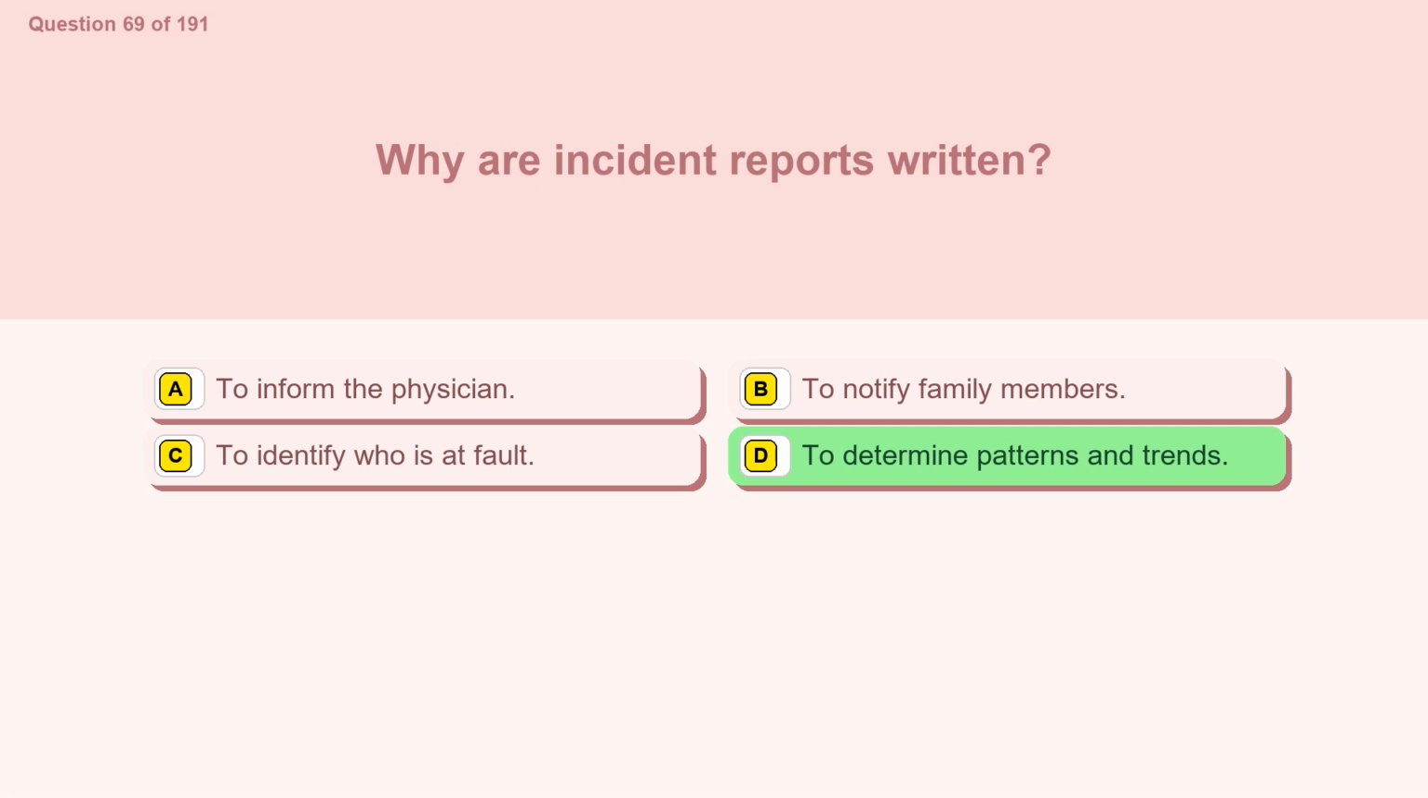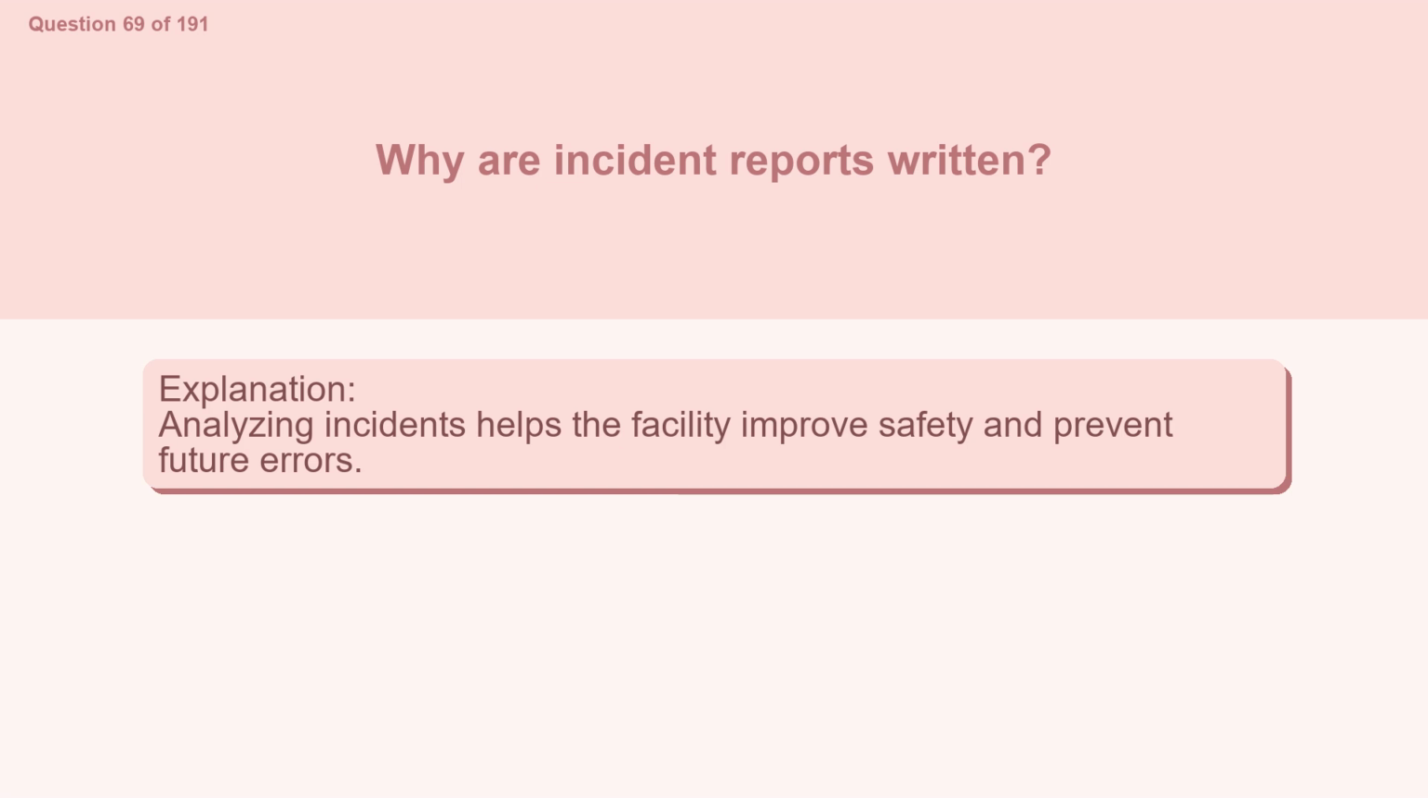The correct answer is option D. To determine patterns and trends. Analyzing incidents helps the facility improve safety and prevent future errors.